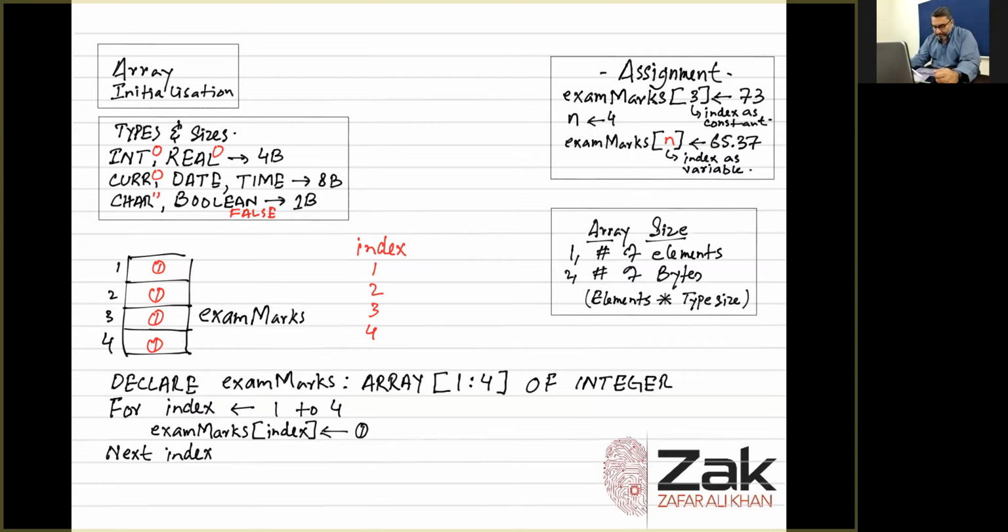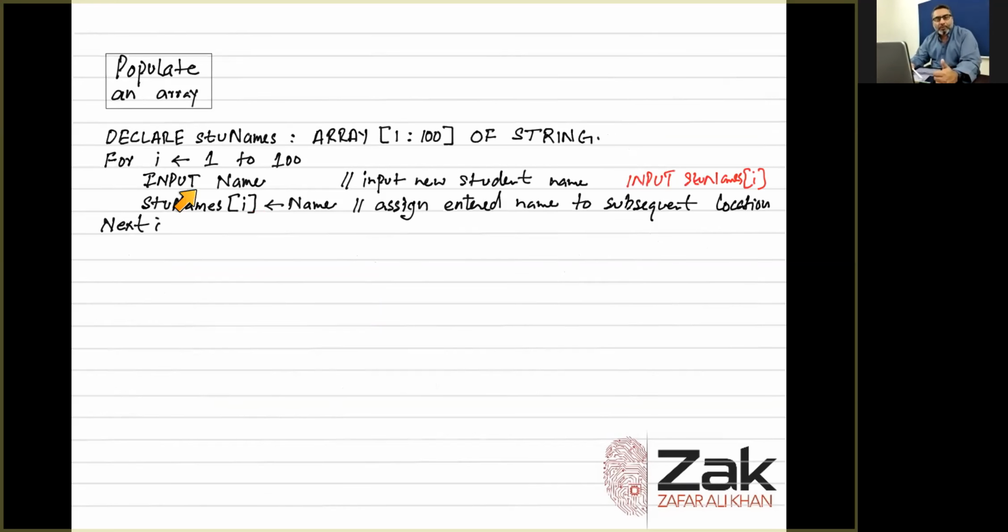So now 4 by 4 will become 16. It means that this particular array is holding 16 bytes in the computer's memory. That is how we count the size of the array. Now, populate. As I told you, populate means to take input from the lower index to the upper index.